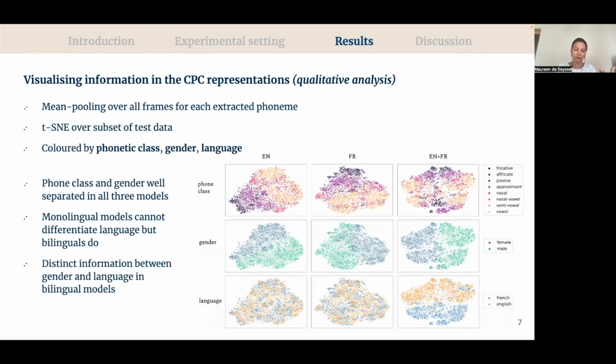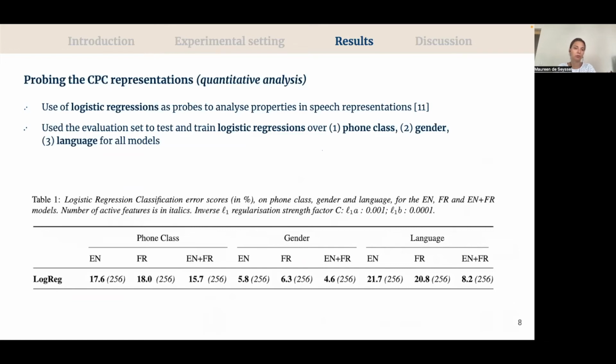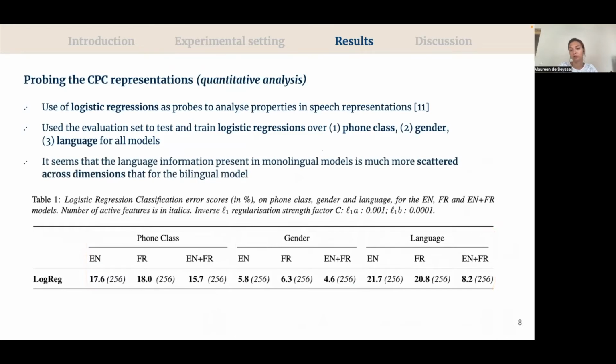Okay, so now we want to see whether what we see here holds when we do some quantitative analysis. And so what we did is that we used logistic regressions as probes so that we could analyze our speech representations. We used the evaluation set to train and test some logistic regressions over our three different categories. What we see here in the table are the classification error scores. We do get some pretty good error scores in terms of phone class and in terms of gender for all three of our models. For language, we get really good scores for the bilingual model, as expected from the previous visualization. However, what's a bit less expected is that we still do get some relatively good scores, at least much below the chance baseline, for the monolingual models, suggesting that maybe there is some language information which is encoded even within the monolingual models.